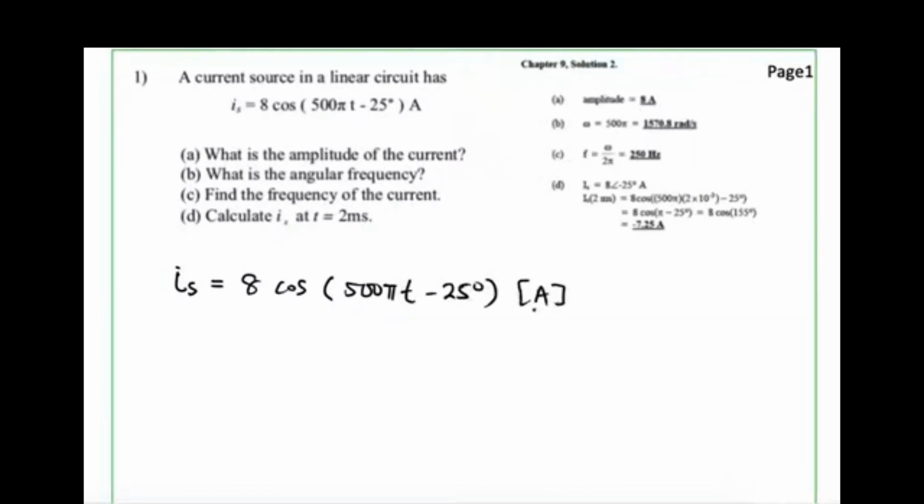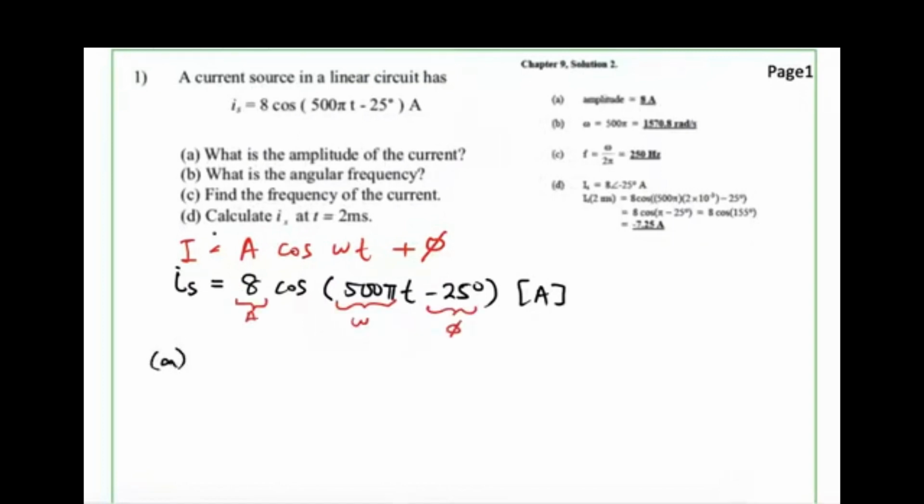A is the unit of this equation if you solve for this value. So rewrite the generic equation. Let's write it in terms of i, because the given equation is i equals A cosine(omega t plus phi). You need to compare and highlight any values that are given to you here.